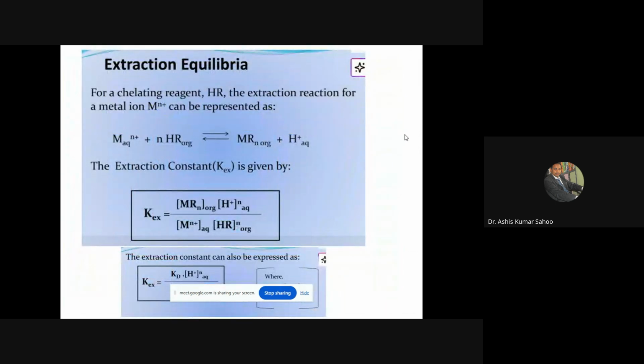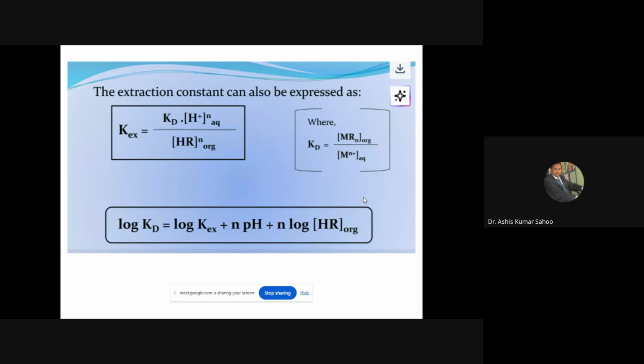These are for the physical kinetic study of extraction equilibrium. All the extracted molecules will remain in this equilibrium. The ion reacts with the organic solvent to form this complex. The extraction constant or equilibrium constant will be like this. The extraction constant can be expressed by this expression. Taking the logarithm of both sides, we get this equation for the equilibrium constant.